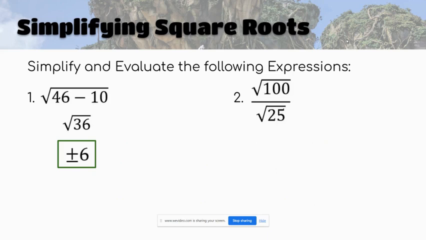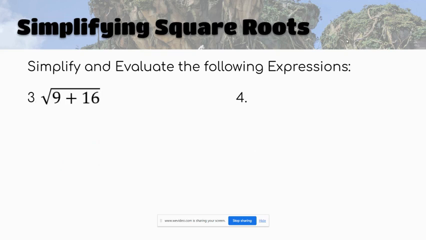Now I have the square root of 100 over the square root of 25. Well, when I get something like this, I'm going to want to simplify the square roots first, and then I can divide them. Well, the square root of 100 is plus or minus 10. The square root of 25 is plus or minus 5. 10 divided by 5 is 2, so our answer is just plus or minus 2.